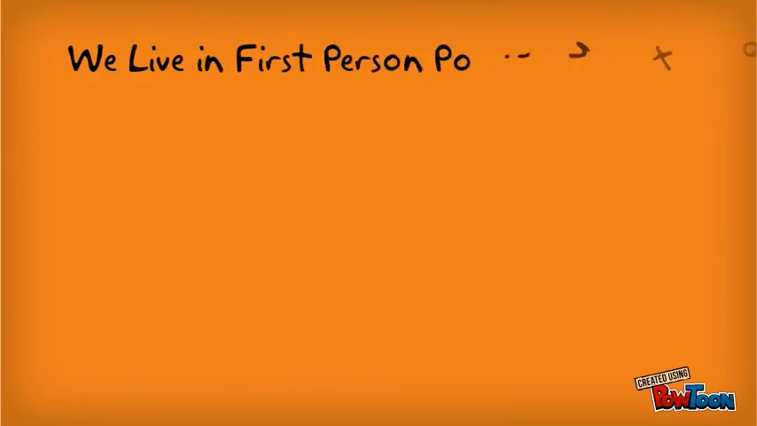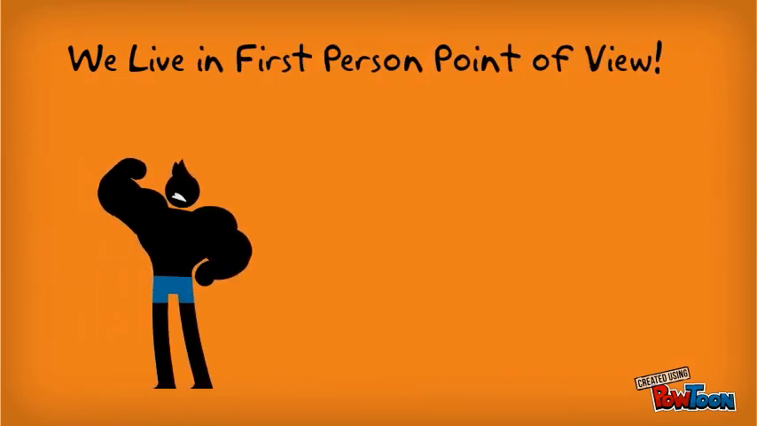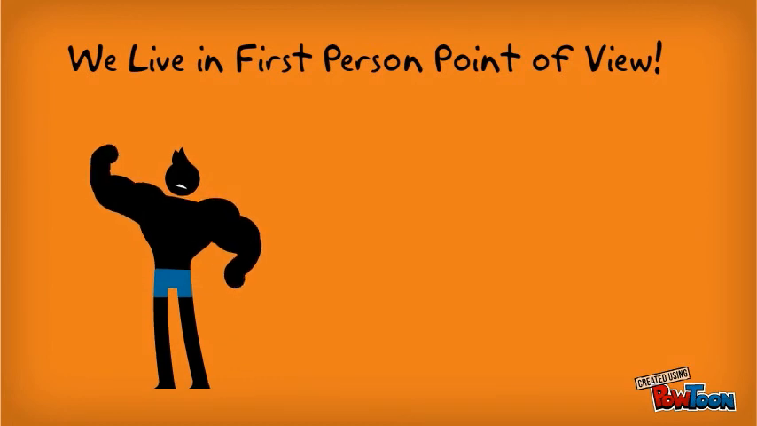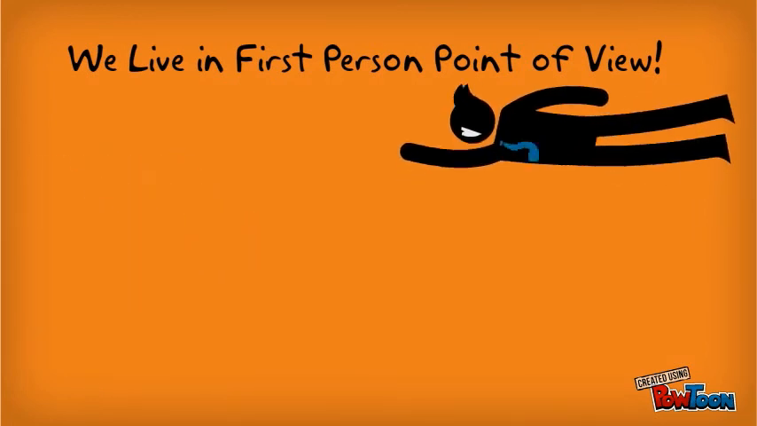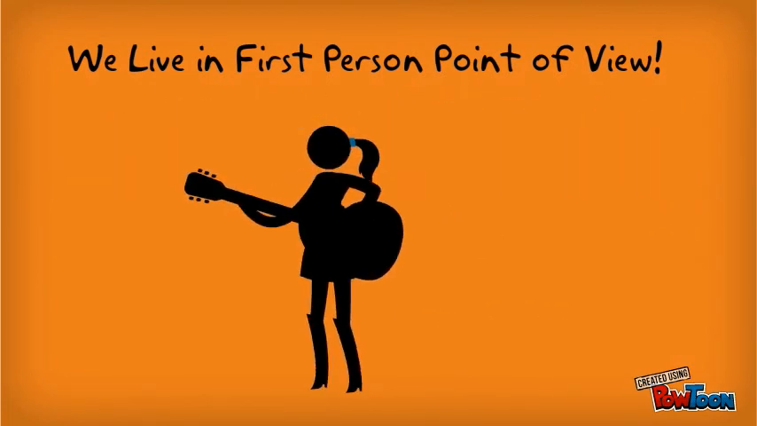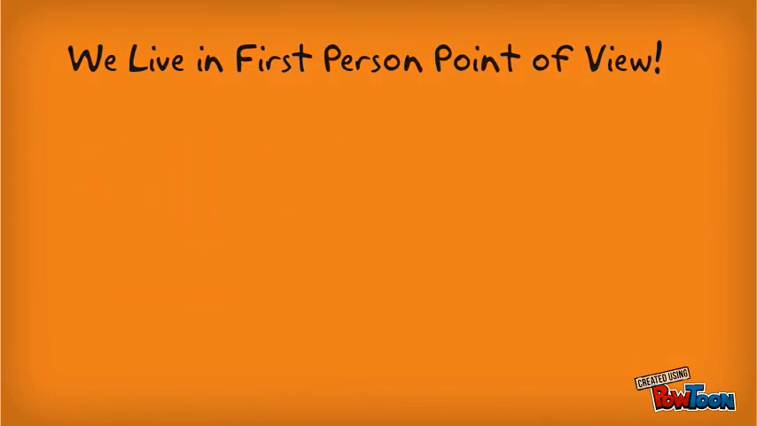We live in a life of first-person point of view. We can only see from the inside of our own heads. That's why when we speak, we say things like, I'm going to the gym, or I am flying, or I'm going to play a Justin Bieber song. Just kidding, I wouldn't do that to you.